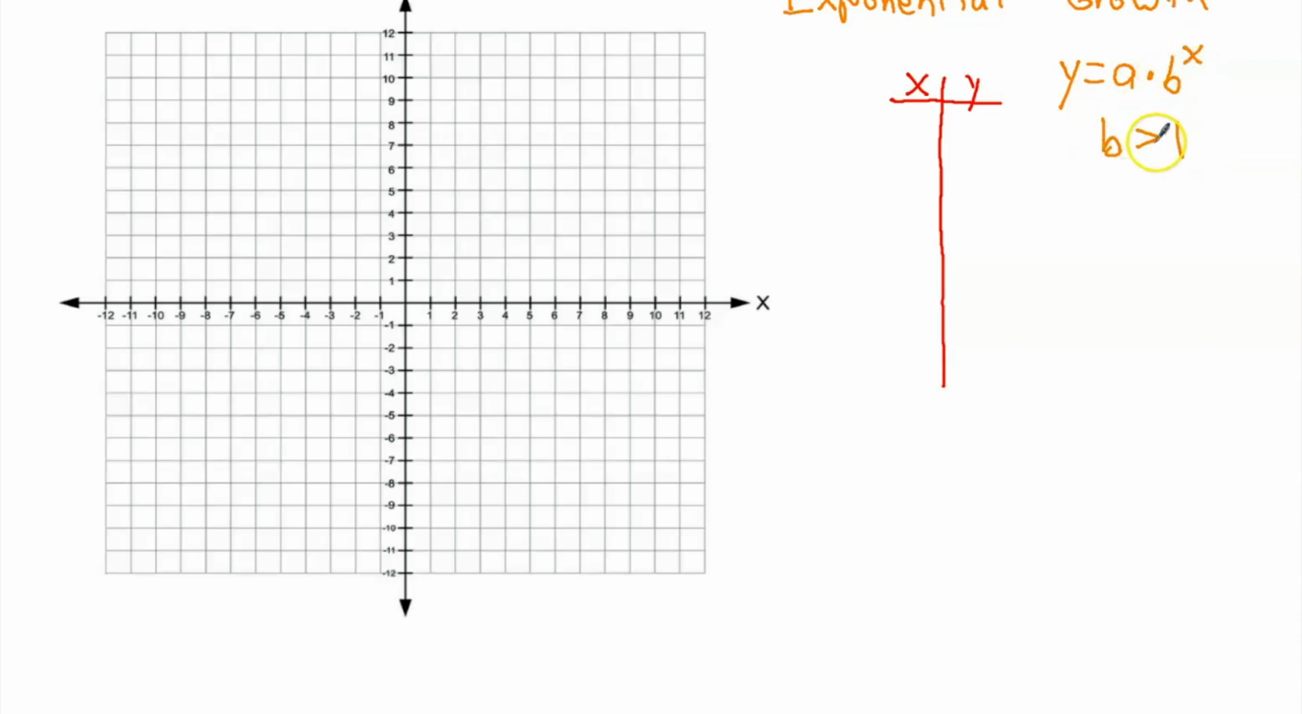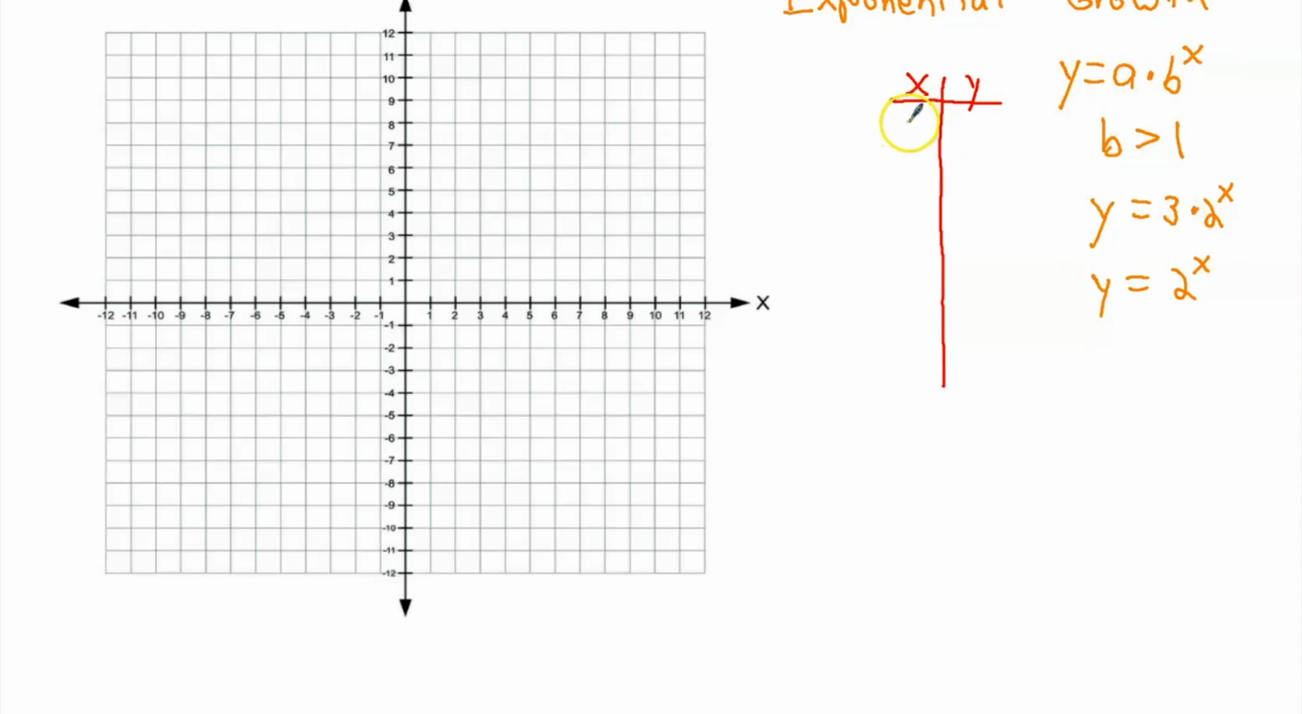Because if b is greater than 1, take, let's say, y equals 3 times 2 to the x, for instance. Or just even y equals 2 to the x. Here's a case where b, the value being raised to the power, is more than 1. What does that mean? Let's take a look at what happens when we plug in numbers here, and we'll be able to see why when b is more than 1, we have an exponential growth function.